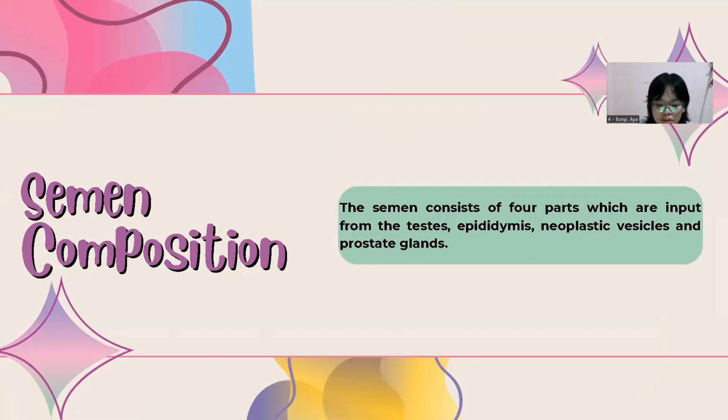For semen composition, semen is composed of four fractions that are contributed by the testes, epididymis, seminal vesicles, and prostate glands. So we have four fractions. First, spermatozoa, which make up 5% of semen. Second is seminal fluid, which makes up 60 to 70% of semen. Third is prostate fluid, which makes up 20 to 30% of semen. And lastly, the bulbourethral glands contribute 5% of semen.